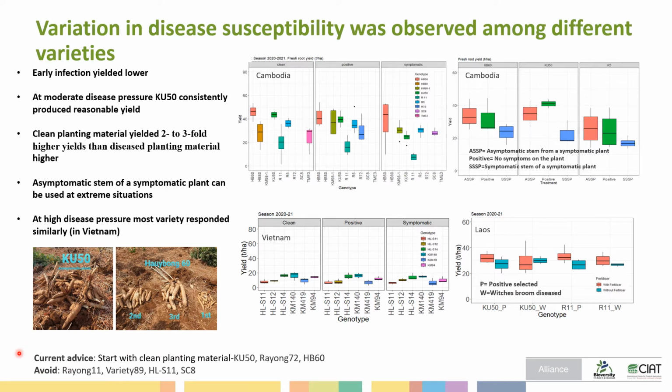For now, the current advice is to start with clean planting material for CMD and for any disease. With the current situation, we also recommend KU50, Rayong 72 or Hoi Bong 60 for CMD situations, and for CMD we need to avoid Rayong 11, Variety 89, SC8 and HLS 11.